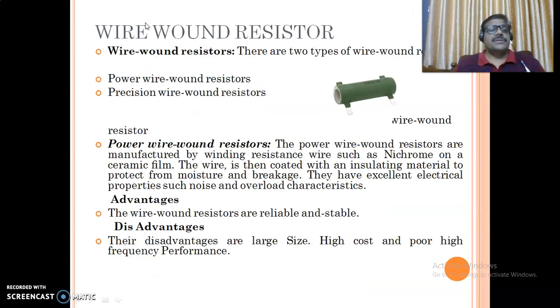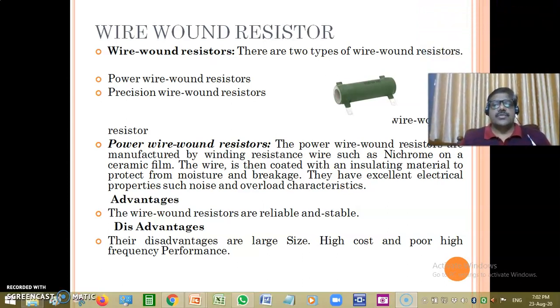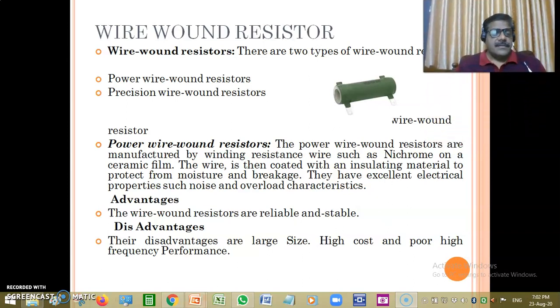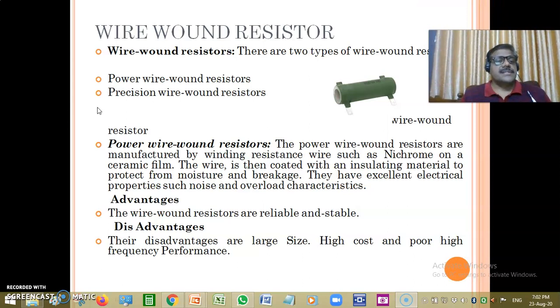Now we are going to deal with the wire wound resistor. There are two types of wire wound resistors. The first one is the power wire wound resistor, and the second one is the precision wire wound resistor. You can see the figure here. It's an example of a wire wound resistor.